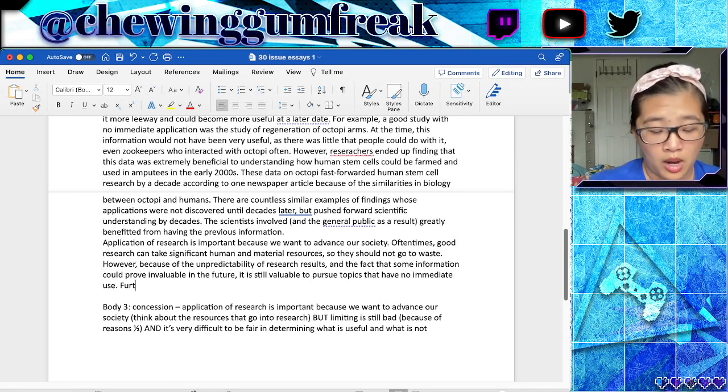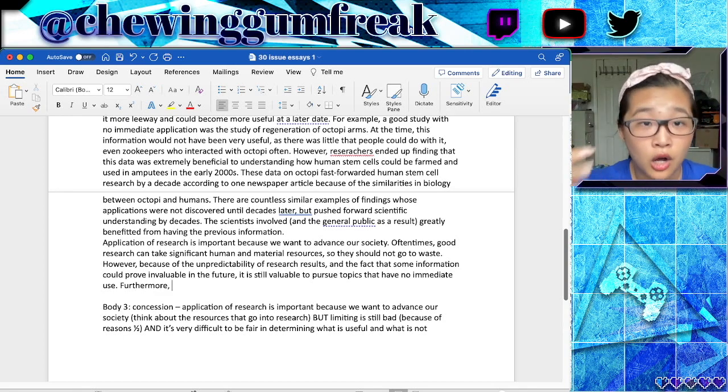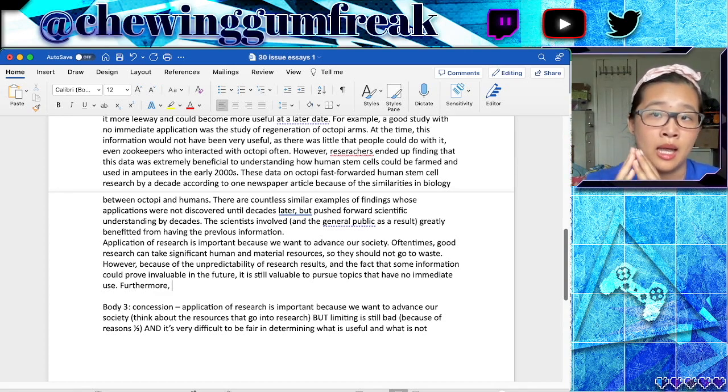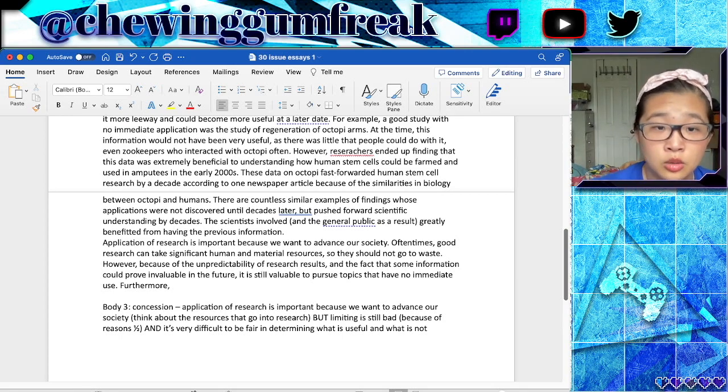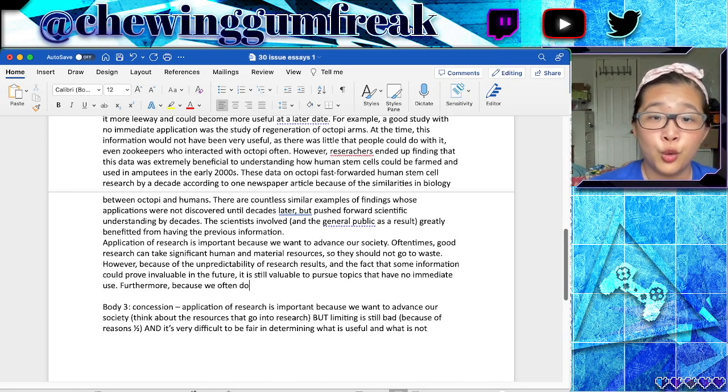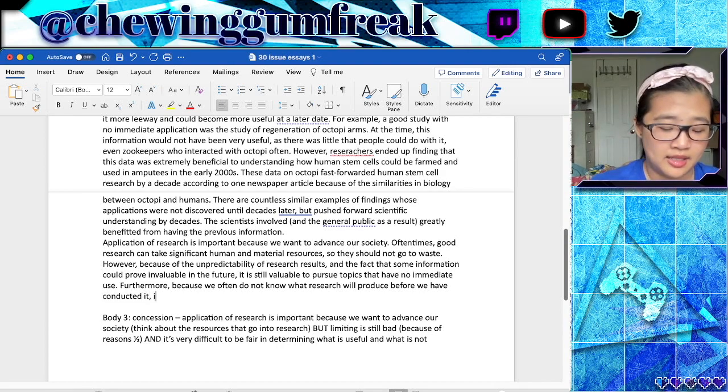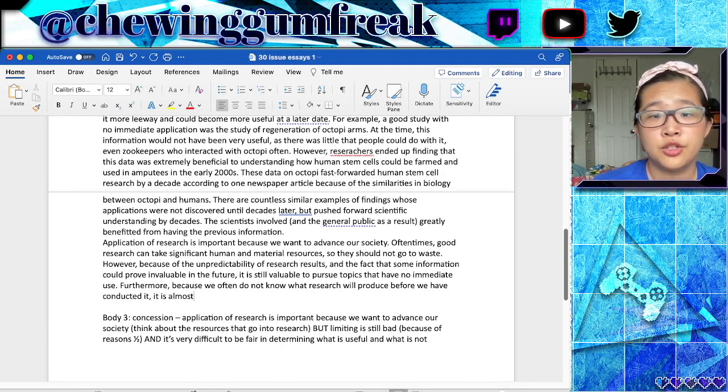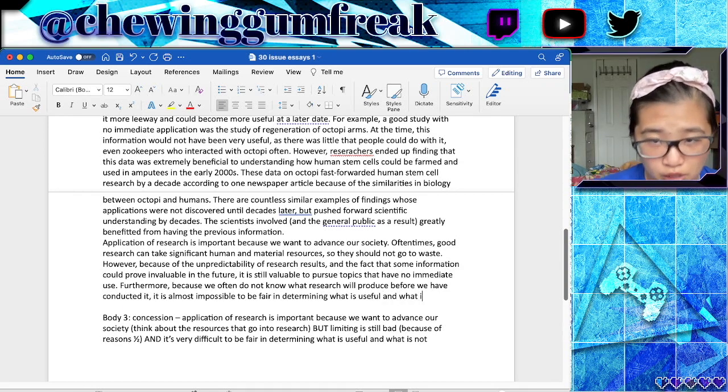Furthermore, so I am adding on to the reasoning for that, so I'm really strengthening my own argument a little bit more. Furthermore, because we often do not know what research will produce before we have conducted it, it is almost impossible to be fair in determining what is useful and what is not.